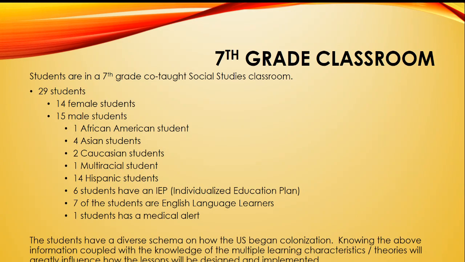The students' Illinois Assessment of Readiness scores vary from a 4 or 5 and then have 3, 2, or 1. Having this information allows us to focus on the students having a diverse schema on how the U.S. began colonization. Knowing the above information, coupled with the knowledge of the multiple learning characteristics and theories, will greatly influence how the lessons will be designed and implemented.